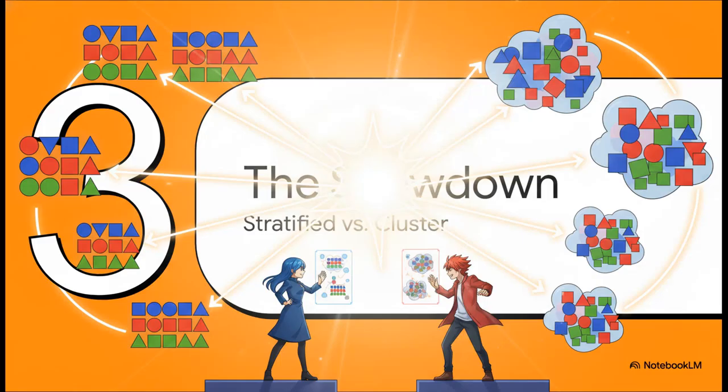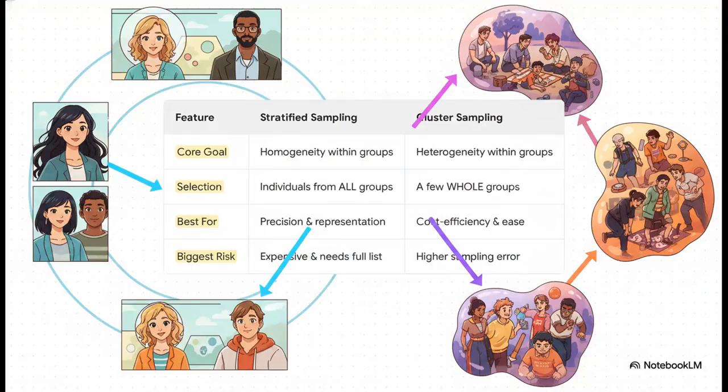Okay, so we've met the two contenders. Now let's put them in the ring, side by side, for a direct comparison. This is where you'll really see what makes them tick. This table just lays it all out, doesn't it? Stratified wants its groups to be internally similar. Cluster wants them to be internally diverse. Stratified samples a few people from all the groups. Cluster samples all the people from a few groups.